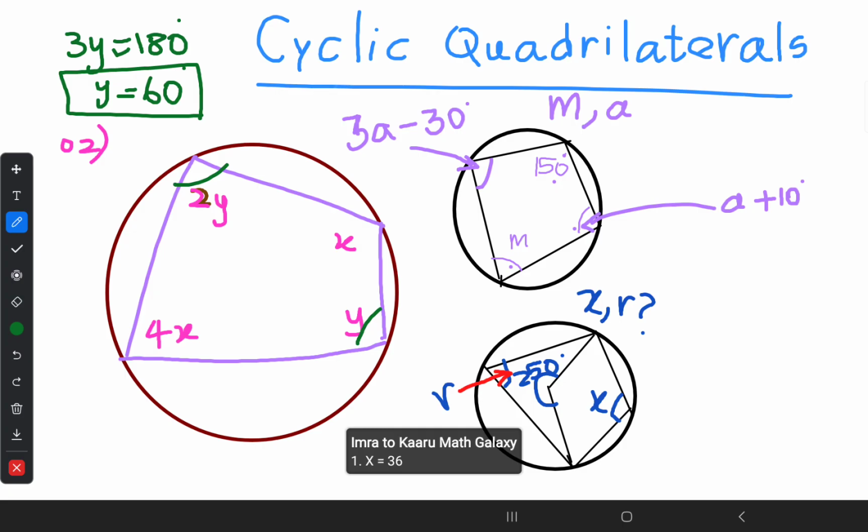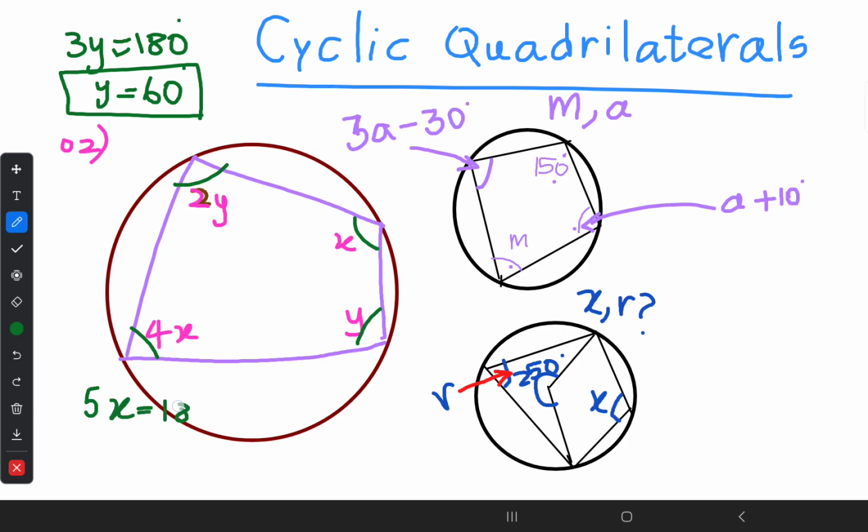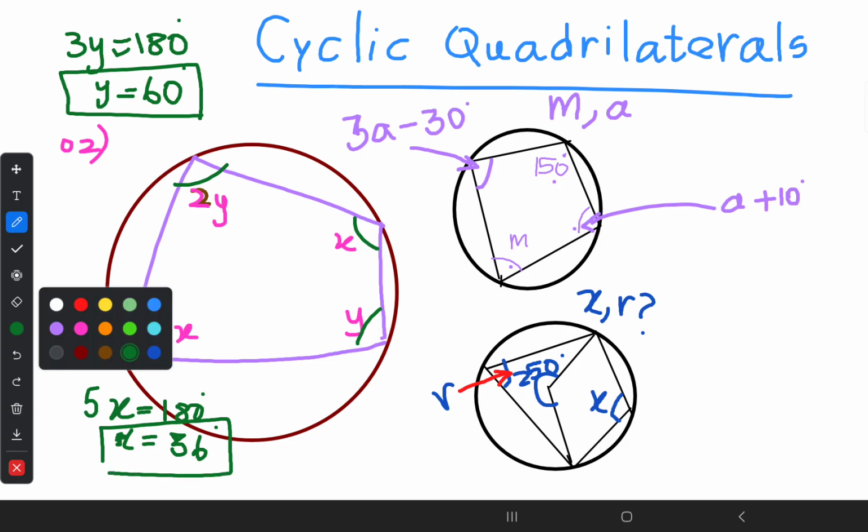Then for the next one, these two. The sum of these two is also 180. So 4x plus x means 5x equals 180 degrees. Then x equals 180 divided by 5. That will give you 36 degrees. These are the magnitudes for x and y. x is 36 and y is 60. Okay, then let's take a look at our second question.